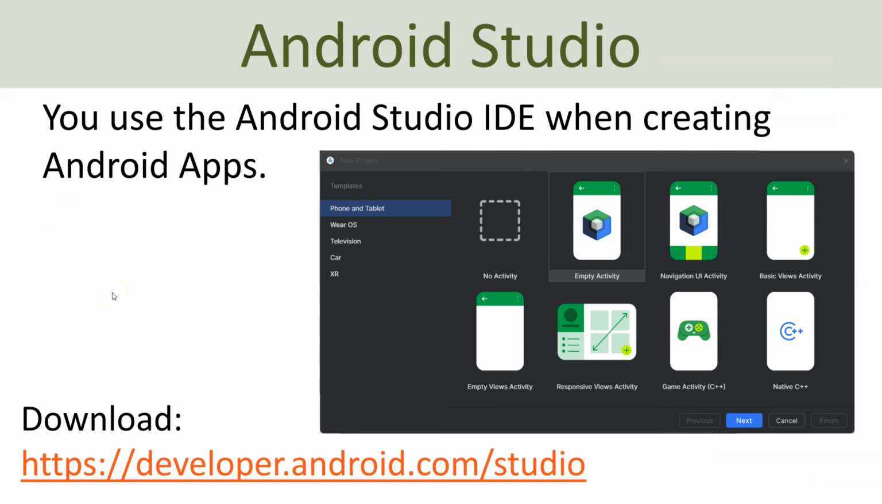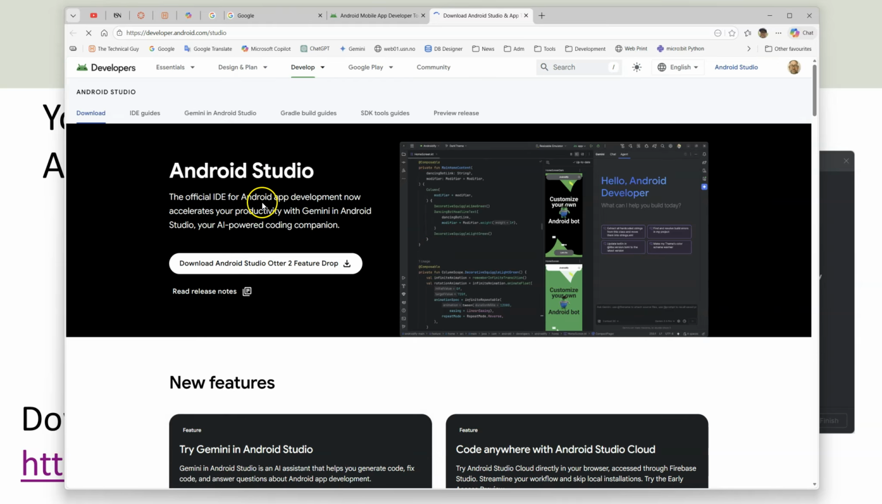So the first thing you need to do is to download and install Android Studio. It's free to use and you download it from the Android web page. Here you find a direct link, developer.android.com/studio. So let's just open that link. And then you get access to this download button where you can download the latest version of Android Studio. Just follow the instructions in order to download Android Studio.